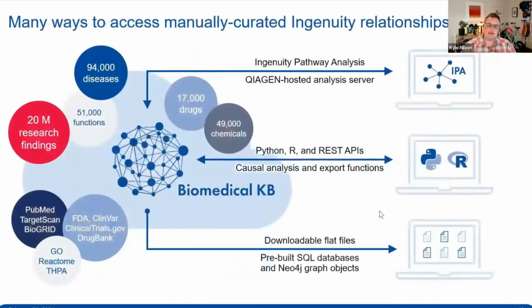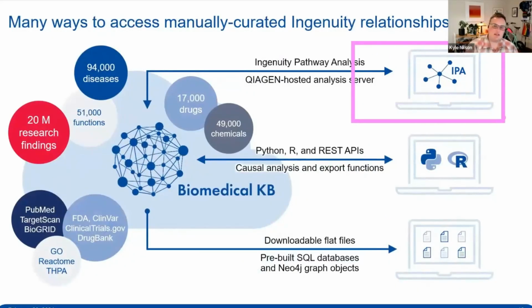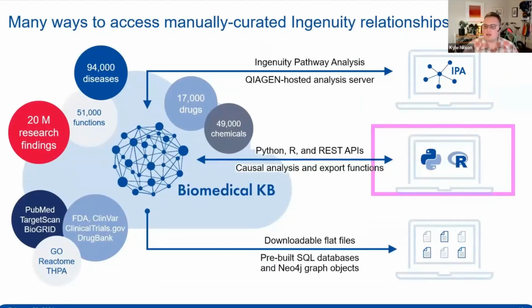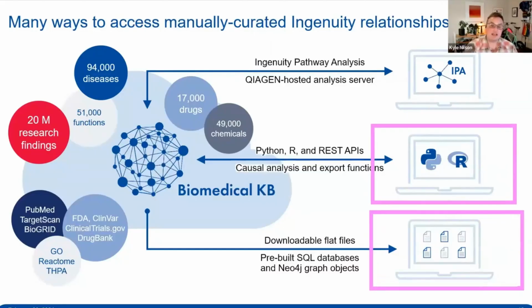And ultimately, all of that information is provided to scientists through Ingenuity Pathway Analysis, our graphical user interface and an application that we've had for over 20 years. We also have recently started offering Python and R API access, as well as flat file access to the underlying data. So if you happen to be interested, you should let us know and find out more about this particular offering.